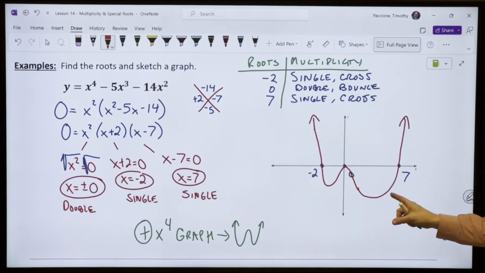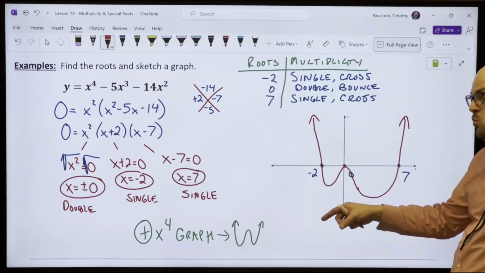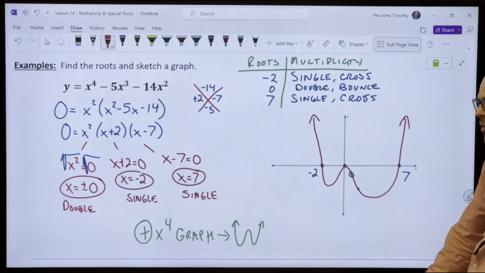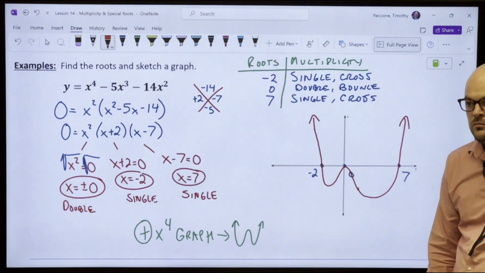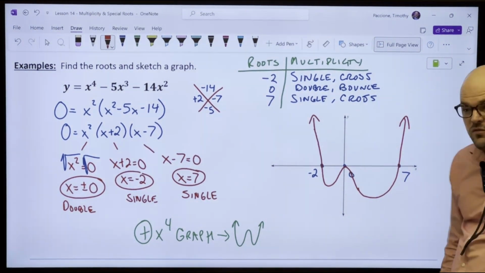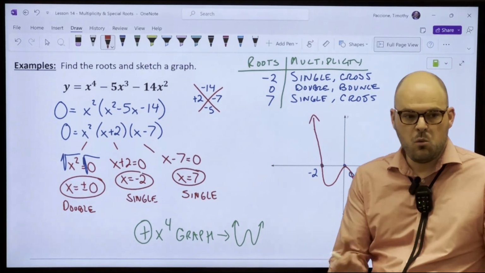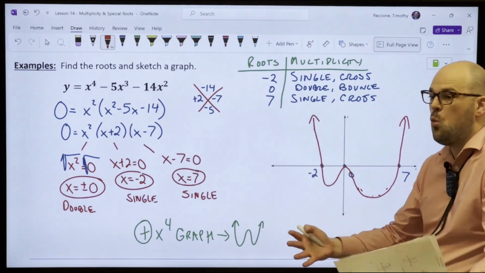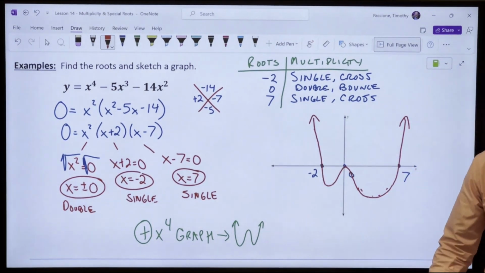Now, you might be wondering, how do I figure out what goes on in here? Well, if you want to add points, what could you do? If I want to know what happens at 4, I could use synthetic division, look for my remainder, and find the y value. You could find these points along the way. I won't expect that yet, but if you want, you can continue to add points, right?